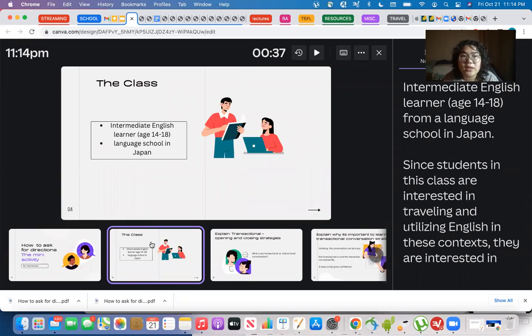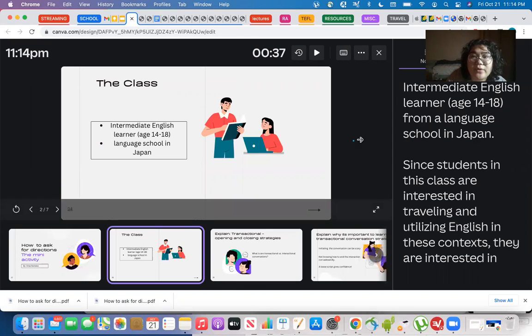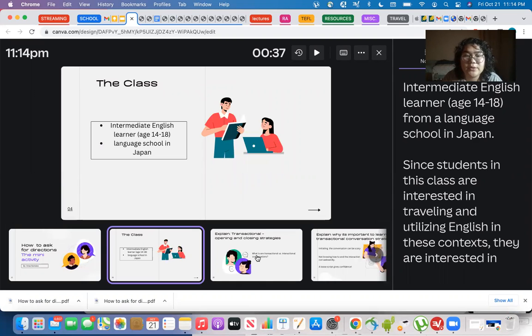So, for my class, it's going to be an intermediate English learner class for students between the ages of 14 and 18, and they are going to be students of a language school in Japan. Since students in this class are interested in traveling and utilizing English in these contexts, they are going to be very much interested in these transactional conversations that we are going to be learning about.